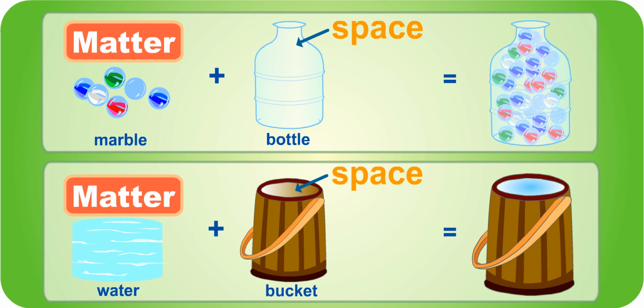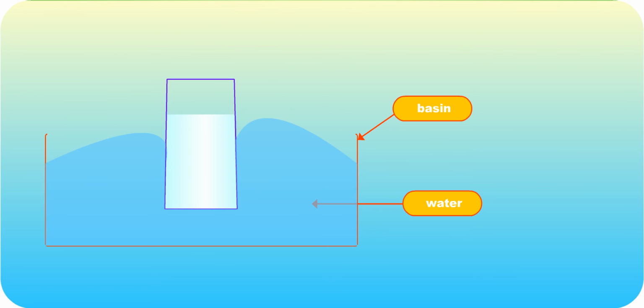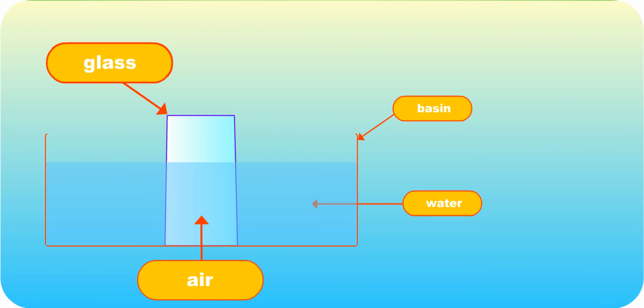Let's try another. We are going to experiment with air this time. When you invert a glass into a basin of water, water does not enter the glass. What does this experiment tell you about air?